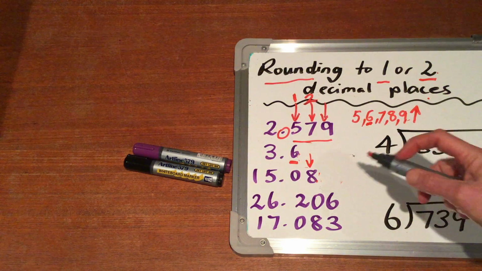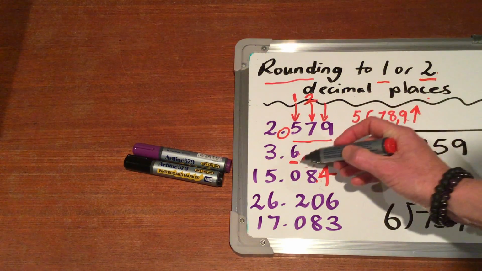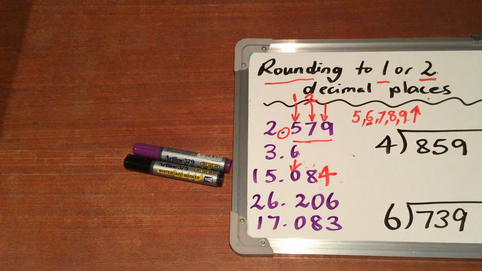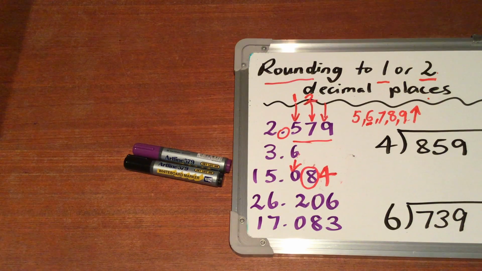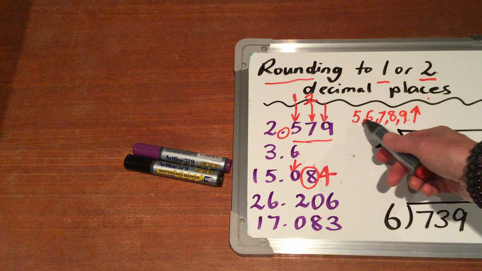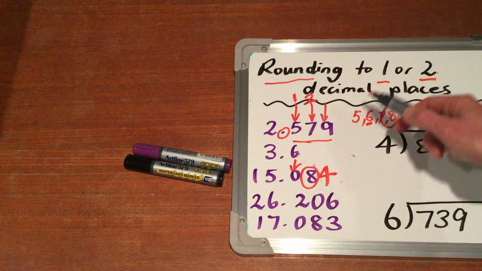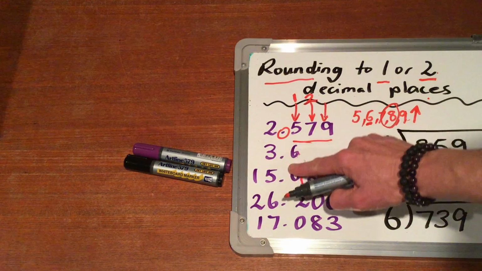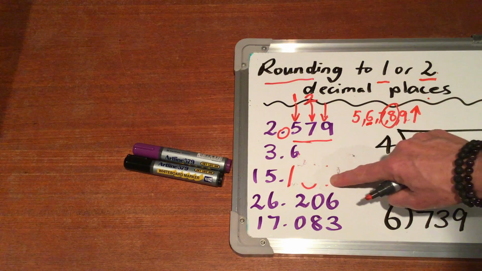If I was rounding to 1 decimal place, which is this spot here, I would look again at the number right next door to it on its right. That is actually one of these numbers. It's 5 or greater. Here it is. So this number is going to go up 1. It's going to turn into the number 1. And then I'm going to drop everything else off.